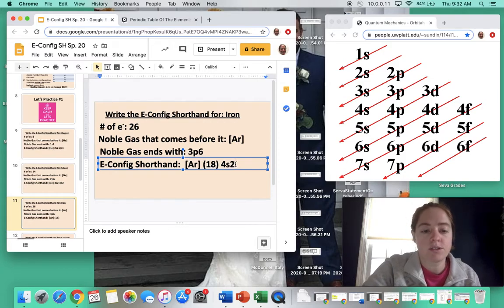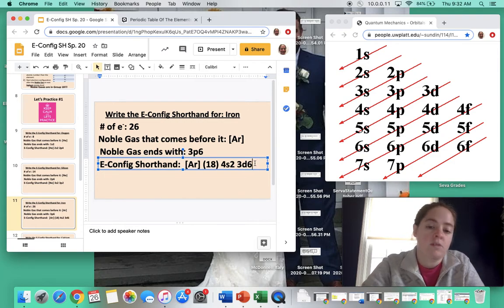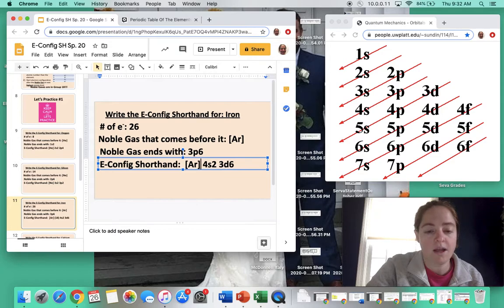So 18 plus 2 is 20. We still need 6 more. After 4s comes 3d, and we only need 6 more, so it'll be 3d6. Remember that d can go up to 10, but we don't need all 10 here. So 6 plus 2 is 8. 8 plus 18 is 26. And since this is our final answer, I'm going to go ahead and delete that 18 then. So this will be your final answer.